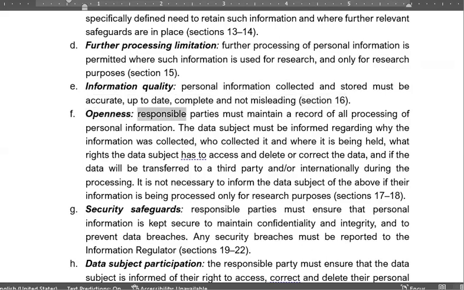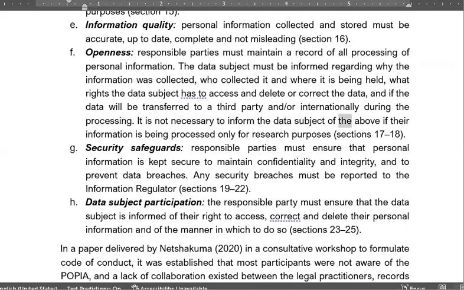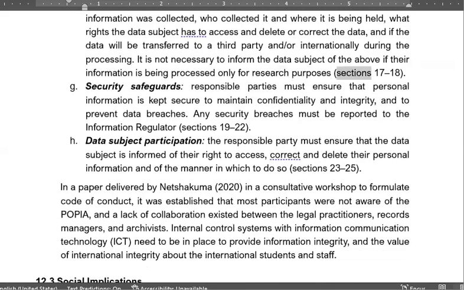Openness. Responsible parties must maintain a record of all processing of personal information. The data subject must be informed regarding why the information was collected, who collected it and where it is being held, what rights the data subject has to access and delete or correct the data, and if the data will be transferred to a third party and/or internationally during the processing. It is not necessary to inform the data subject of the above if their information is being processed only for research purposes, sections 17-18.